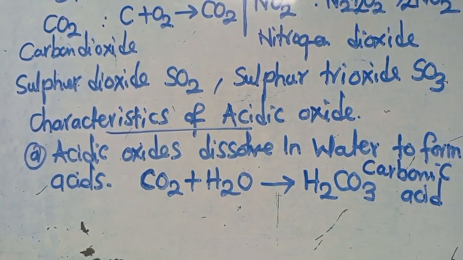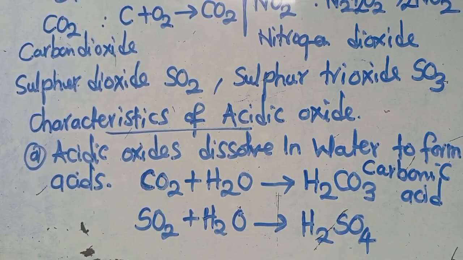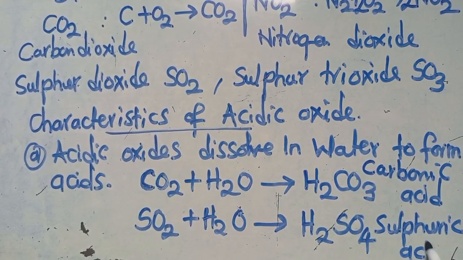You can try another one, let's say sulfur dioxide. When you dissolve it in water, you know that where there is sulfur, an oxide with sulfur, you get to form sulfuric acid. So this one is what we are calling sulfuric acid. These are just examples, just to show you how these things are being formed.